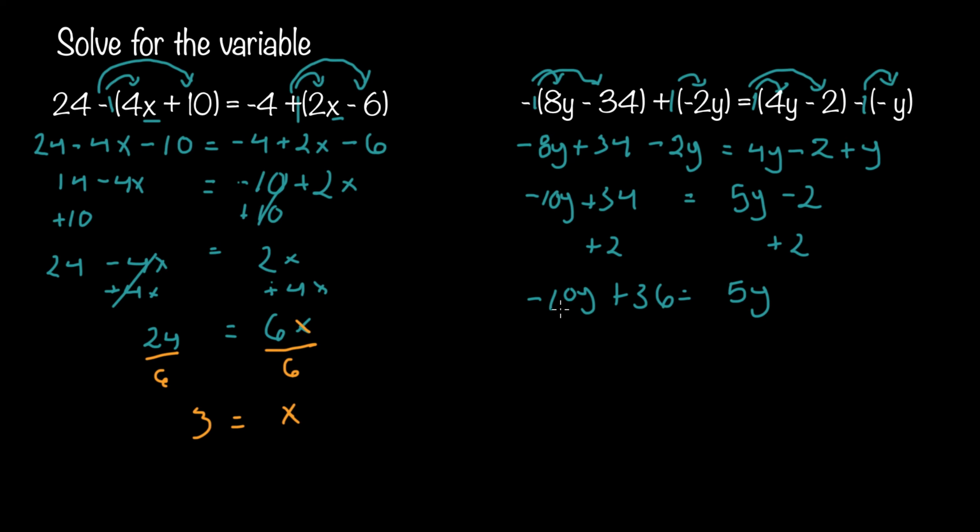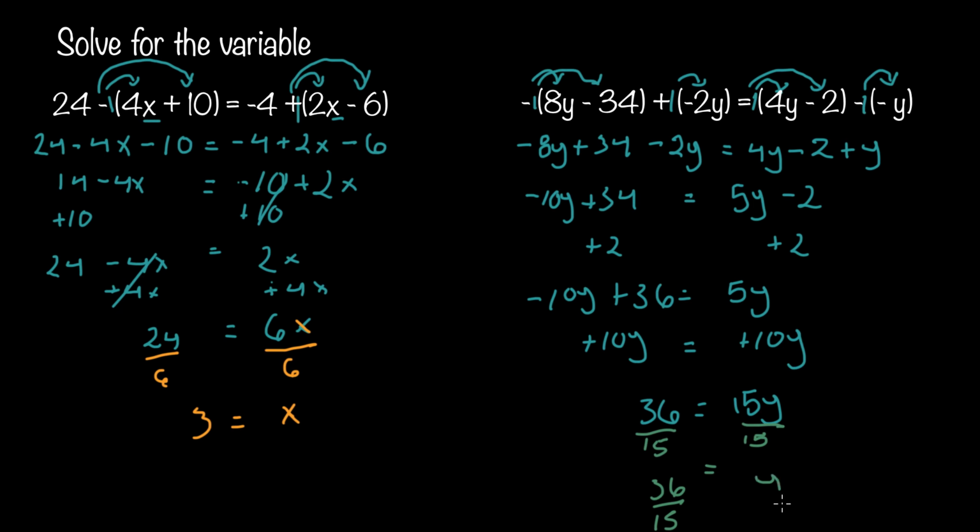So let's move this negative 10y to the other side. So we're going to add 10y to both sides. And now we're going to get 36 is equal to 15y. So we want to get rid of this 15 beside the y to isolate for the y, right? So we're going to divide by 15 on both sides. And what we're going to get is 36 divided by 15 is equal to y. So that's our final solution.